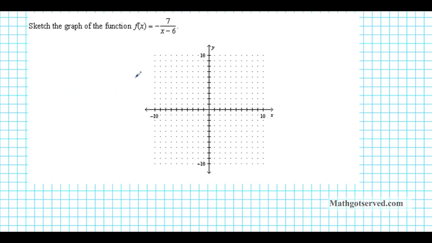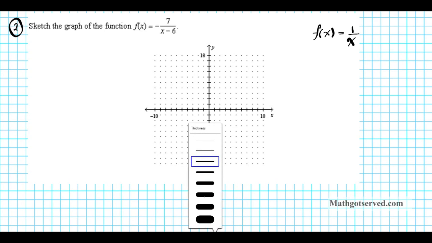Let's take a look at question number 2. We have a transformed rational function here, f of x equals -7 over x minus 6, and we're asked to sketch the graph of the resulting transformed function. Now we'll take a look at the standard parent function for rational functions, f of x is equal to 1 over x. There are some interesting things that we can determine from this function.